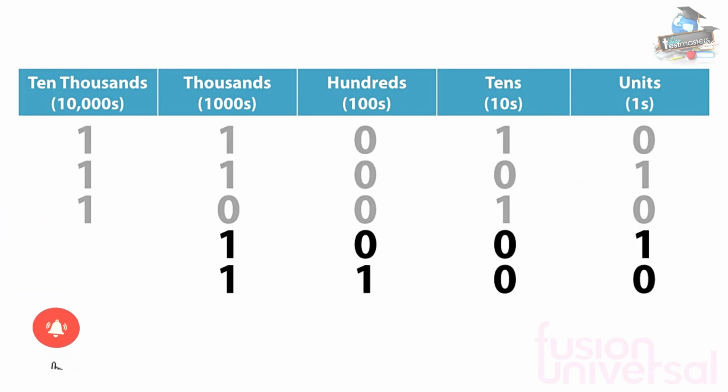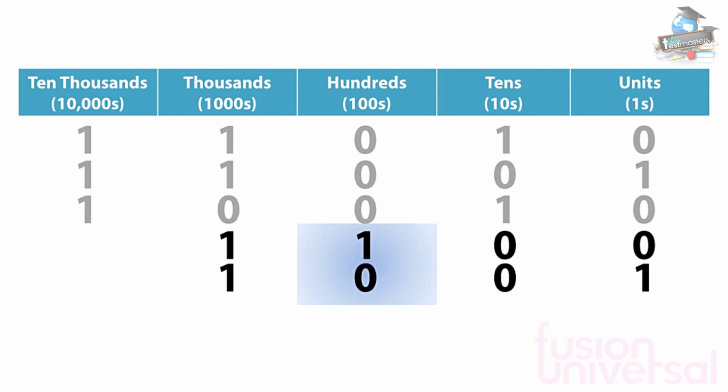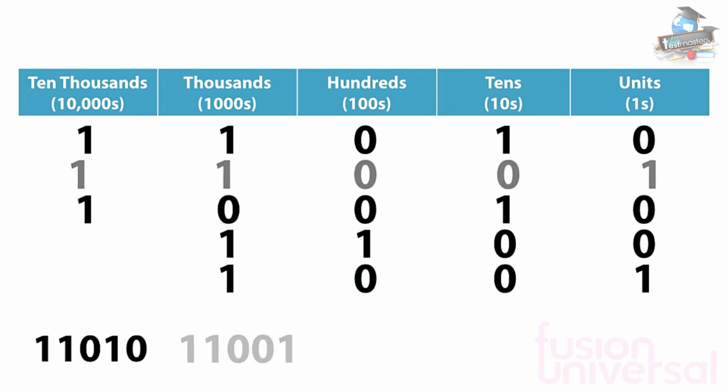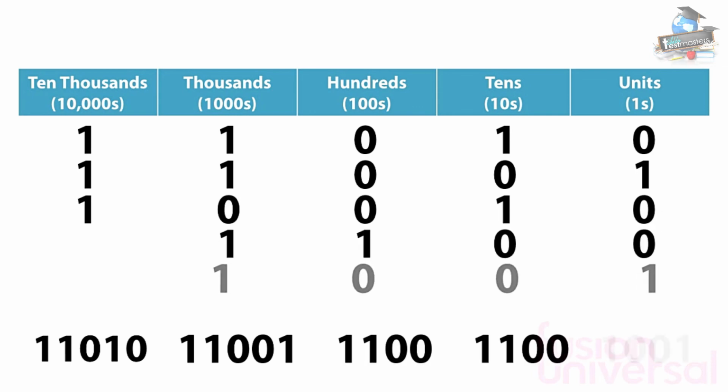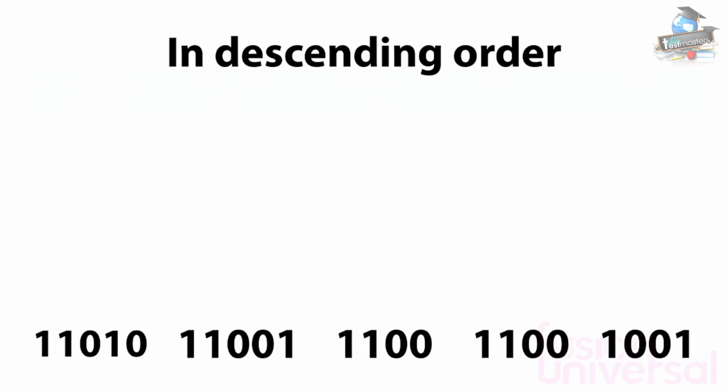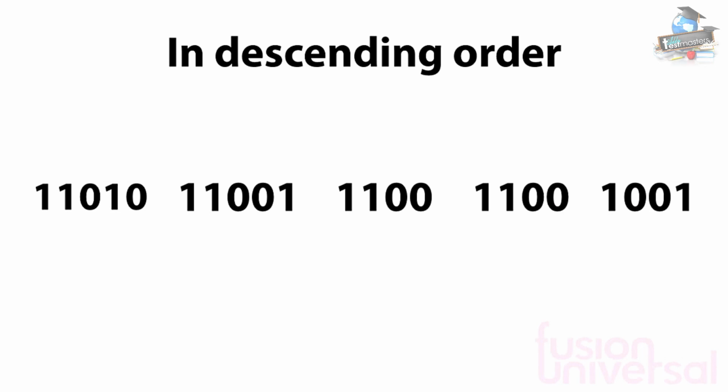The thousands column shows they are both 1. So we move on to the hundreds. 1 is the largest. This gives us the final positions. And we list these in the order given in the table. So, in descending order, we have 11,010, 11,001, 10,010, 1,100, and 1,001.